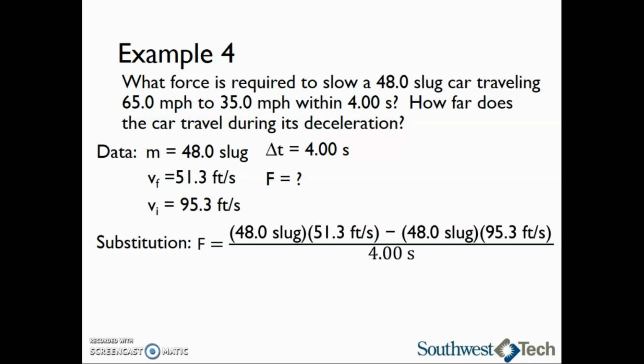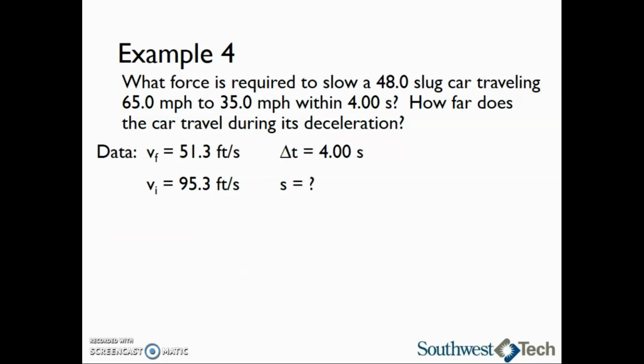divided by 4.00 seconds. When you calculate this, you should get a force of negative 528 slug feet per second squared. The unit of slug feet per second squared is the same thing as a pound, so our final answer is that the force required to slow down is negative 528 pounds. Your answer ends up being negative because there is a deceleration. The negative sign just indicates the direction the force is being applied. And this direction that the force is being applied is opposite the direction of motion.